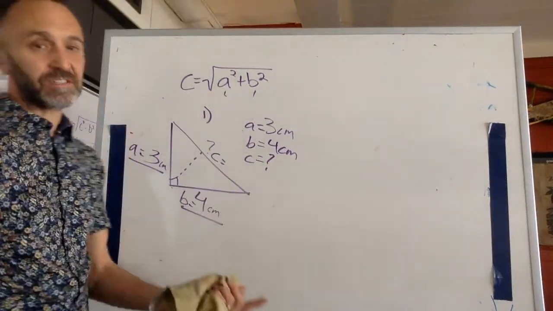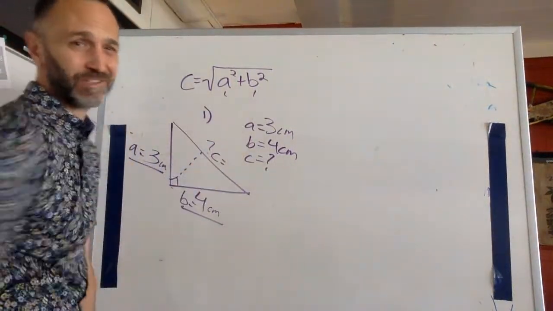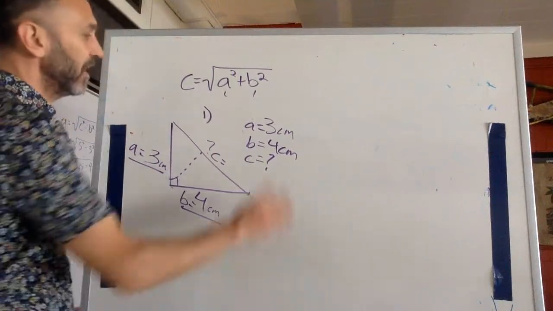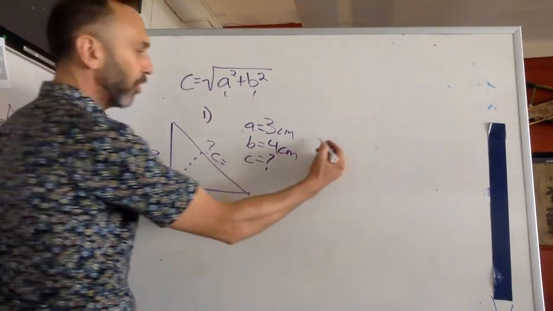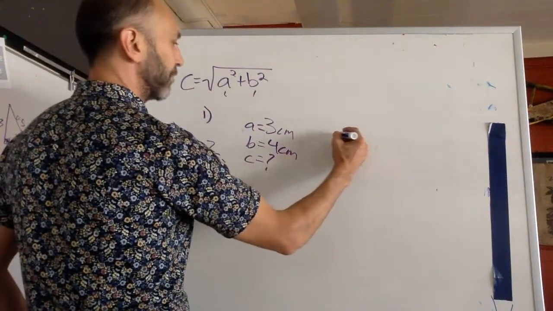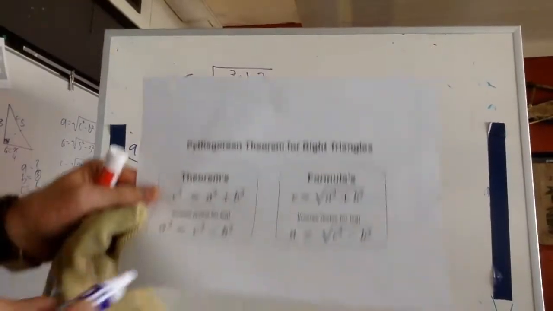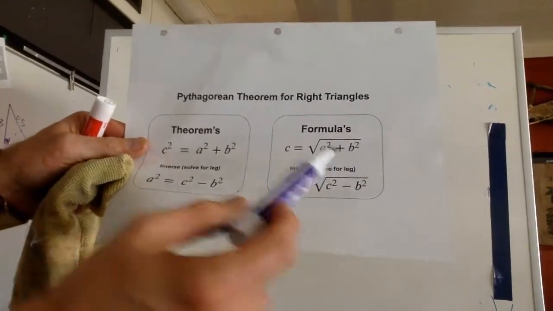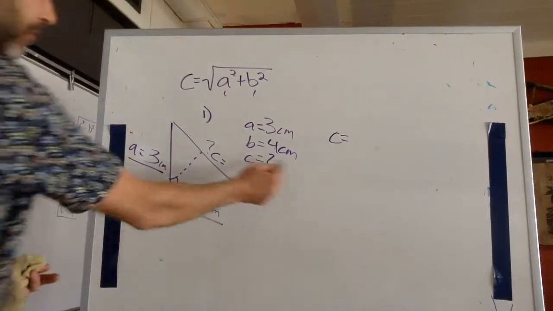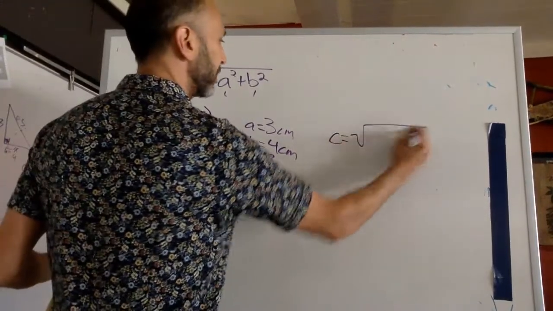I have no idea what C is. That's what the formula is for. So that's what we're going to use it for. Once I identify this, I go over to the side and I write my formula. If you're not sure which one to use, notice how this one says C equals. Well, up here, I don't know what C is. So that's what we're going to use.